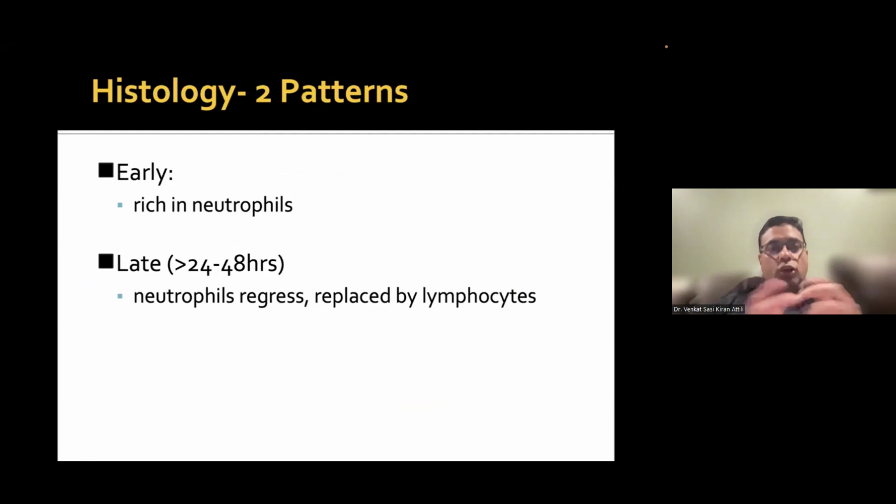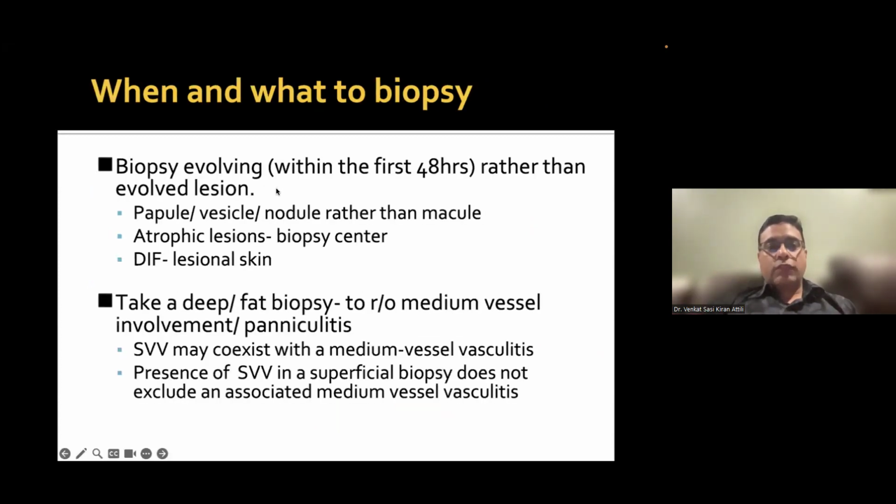So the histology is of two patterns in leukocytoclastic vasculitis. In early lesions, less than 48 hours, often rich in neutrophils. Between 24 to 48 hours, neutrophils regress and get replaced by lymphocytes. So if you take a biopsy after 48 hours, often you don't see the neutrophils, and therefore you may miss the diagnosis of a leukocytoclastic vasculitis. So therefore, biopsy an evolving rather than evolved lesion: a papule, vesicle, or nodule rather than a macule. Atrophic lesions, biopsy the center.